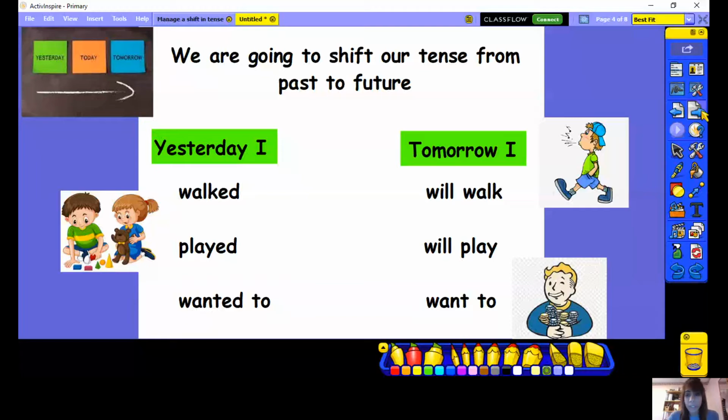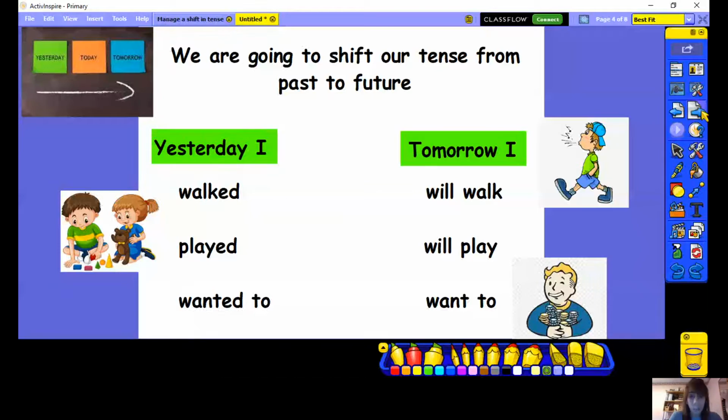Okay, so let's go back to our slide. So we are going to be looking at the future tense, shifting from past to future. So I've got a few examples here of verbs and what they would look like if you were to change it to the future tense. Sorry, I'm going to get confused with that, aren't I?